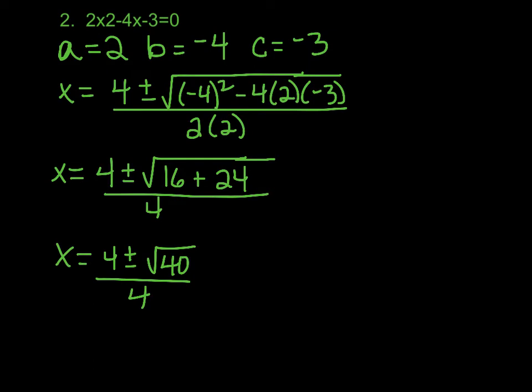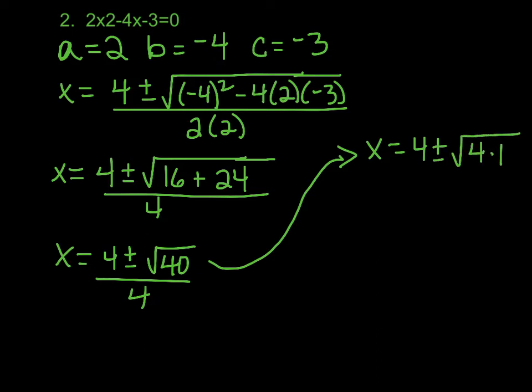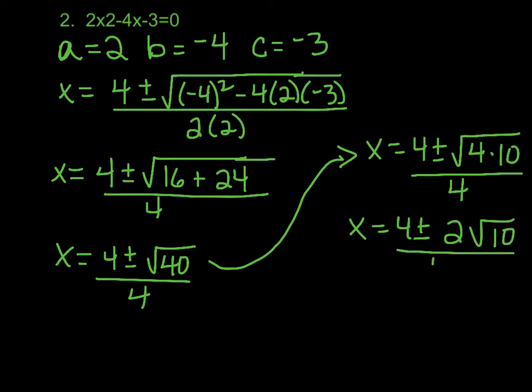All right, so now what we're going to do is, the directions say to put it in simplest radical form, so we're going to break down that 40. So let's go back up over here again, and we get x equals 4 plus or minus, and I know 40 is 4 times 10, and the reason why I'm choosing that, again, is 4 is a perfect square. So, now let's put that all over 4. So then I have x equals 4 plus or minus the square root of 4, which is 2, radical 10, and that whole thing is over 4.